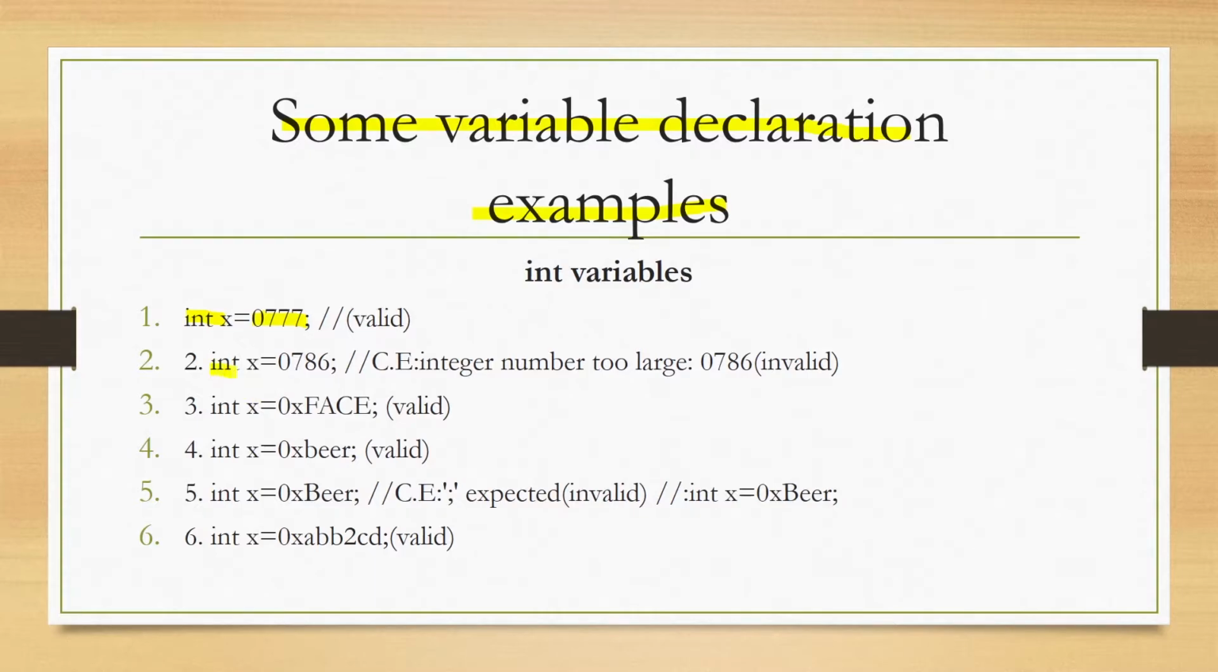Here int x equal to 0786, we would get a compile time error, number too large. Just as we saw 0777, if we use 0786, then we would get an invalid error. I have shown this here just to show it, and I would explain this later. Now here int x equal to 0xFACE. If we try to use this, let's see what happens.